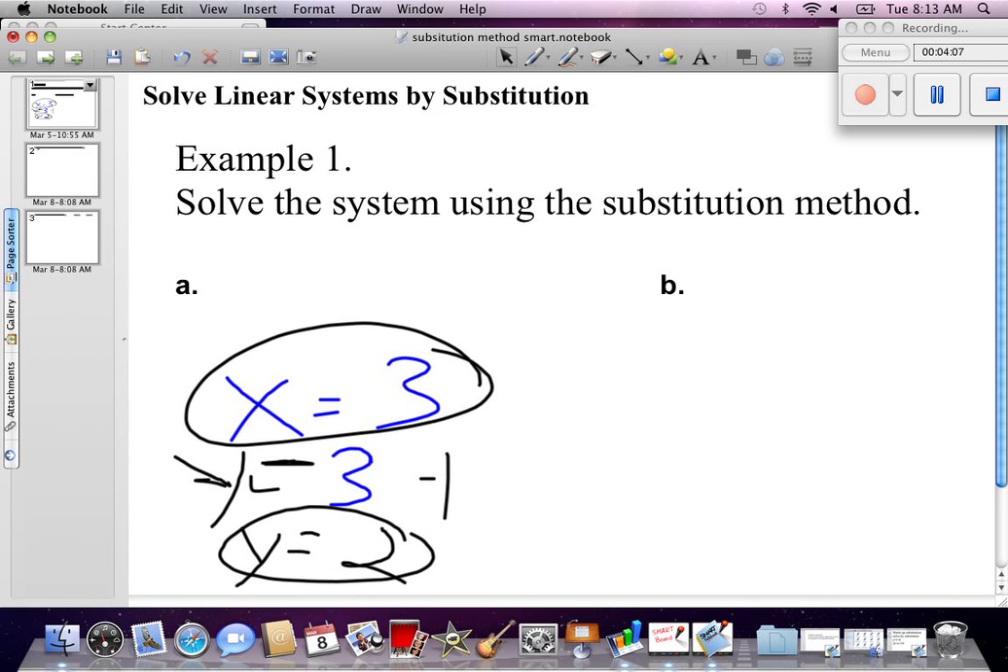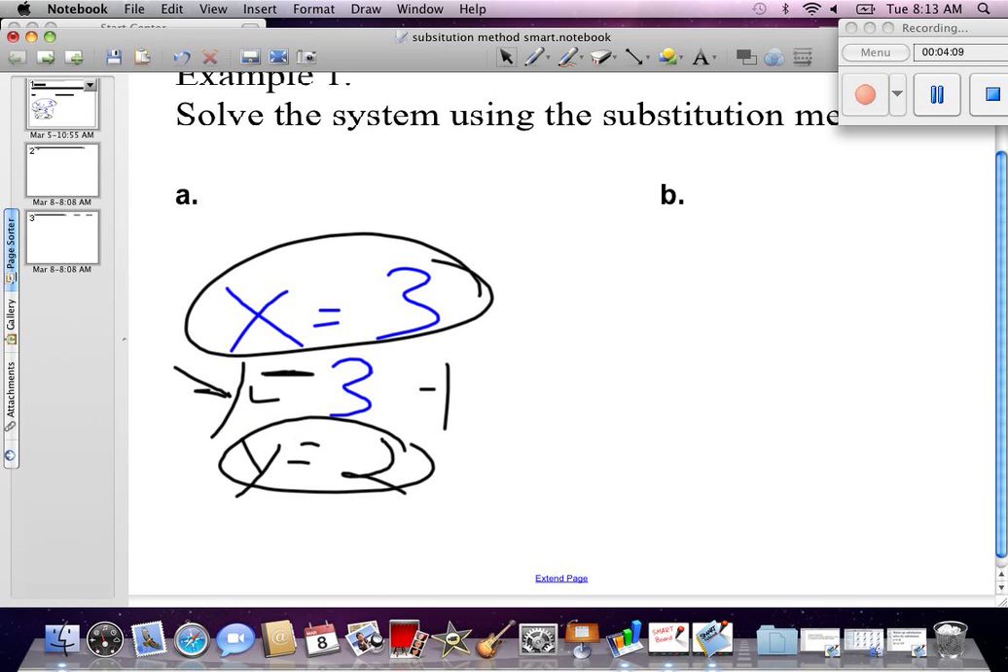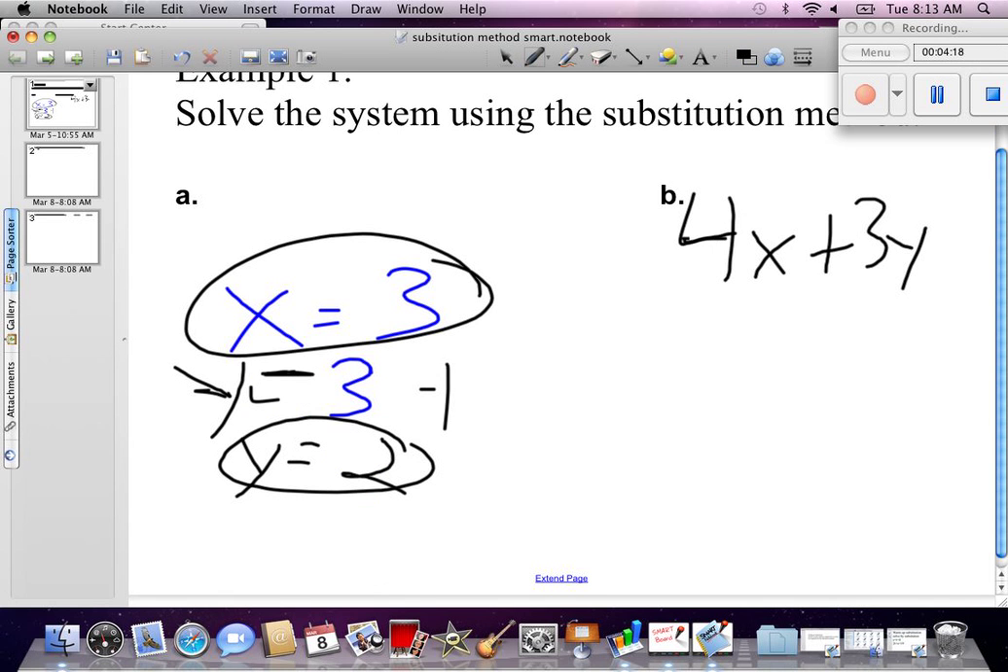Okay, let's look at the next one. It's a little bit more difficult. We've got 4x plus 3y equals 3. And we've got negative 3x plus y equals negative 2.